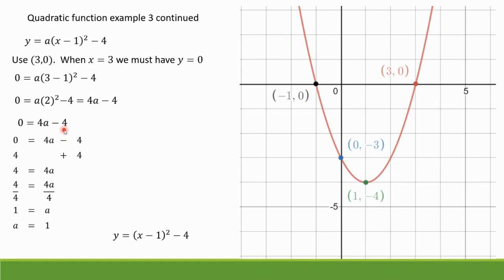Next, we want to get a all alone, right? A is the unknown. We want to isolate it. So we can add 4 to each side to get this. Then we divide by 4. We get 1 equals a. So a must equal 1. Again, the unknown goes on the left-hand side. So since a is 1, we really don't write it. So this is our function.